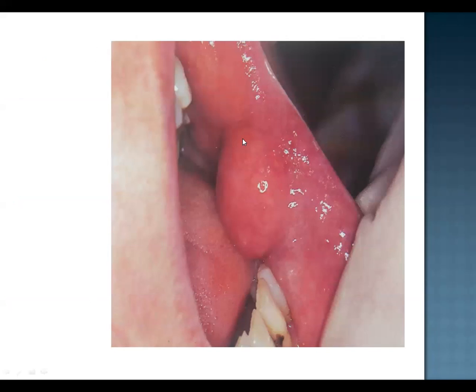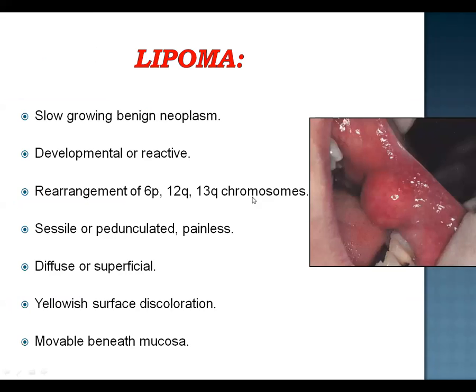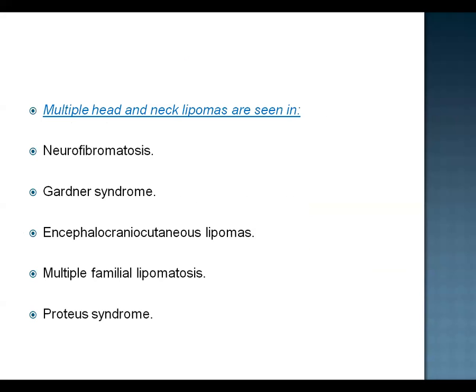So a typical picture of lipoma will show localized swelling less than 3 cm, it may be a pedunculated or sessile one, and its color is yellowish. It is a slow-growing benign neoplasm, developmental or reactive, sessile or pedunculated, painless, diffuse or superficial, with yellowish surface discoloration, and movable beneath the mucosa.